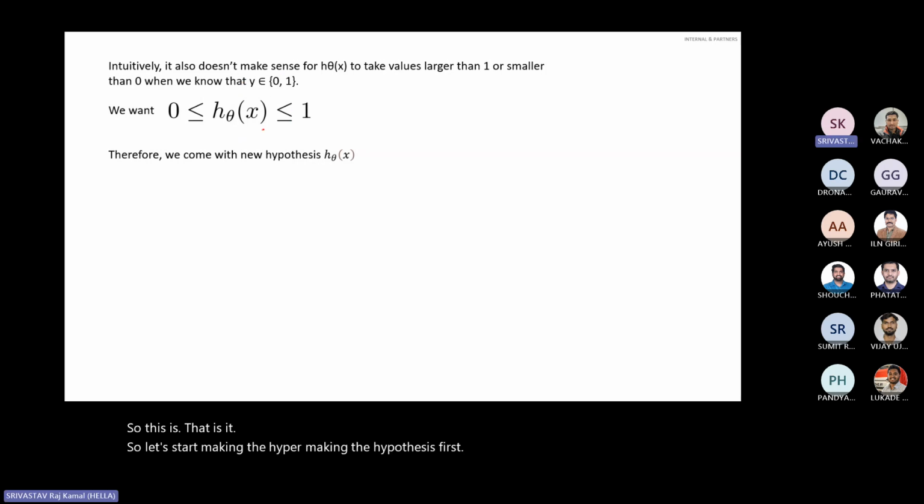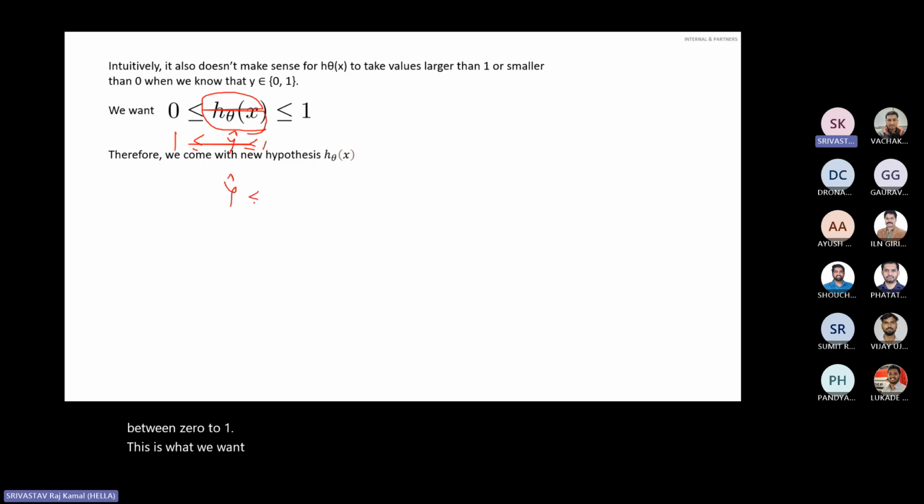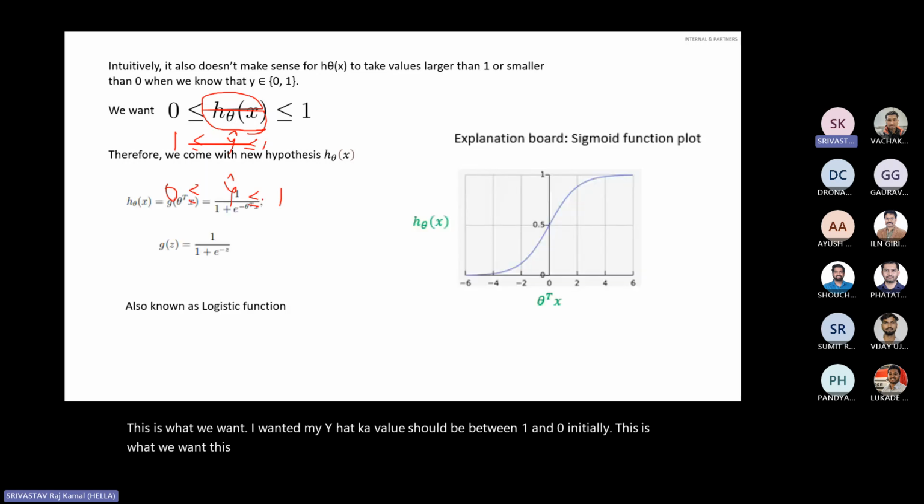We want to come up with some hypothesis which is nothing but the y hat, and this y hat should be such that its value lies between 0 and 1. This is what we want. I want my y hat value to be between 0 and 1. This hypothesis we want to work upon.